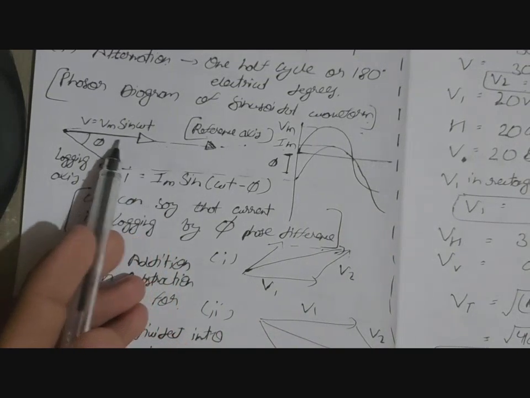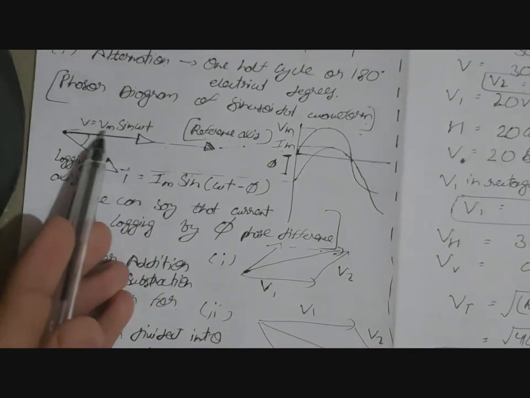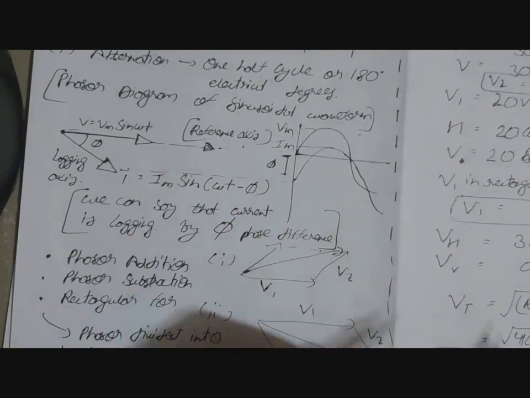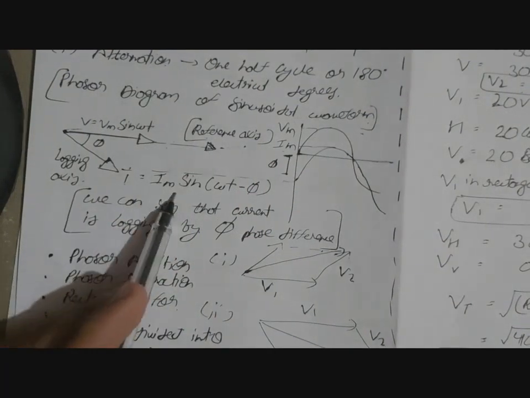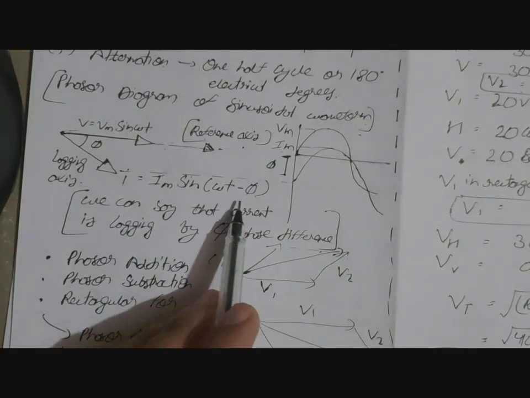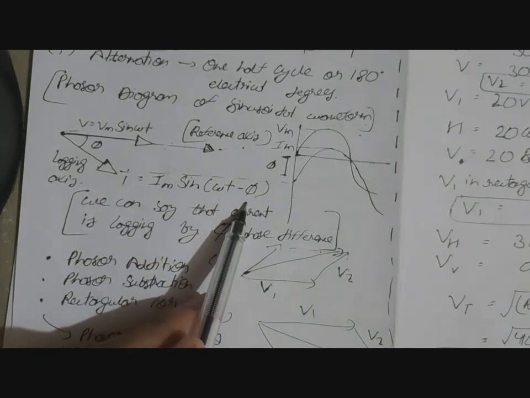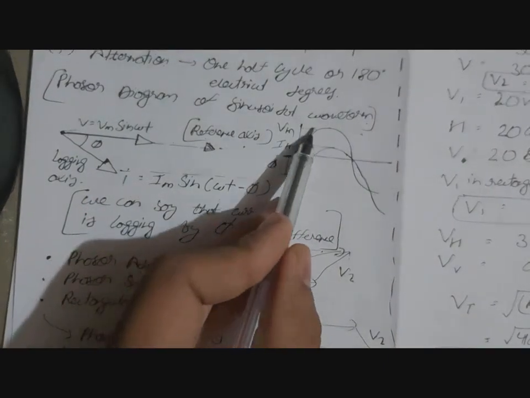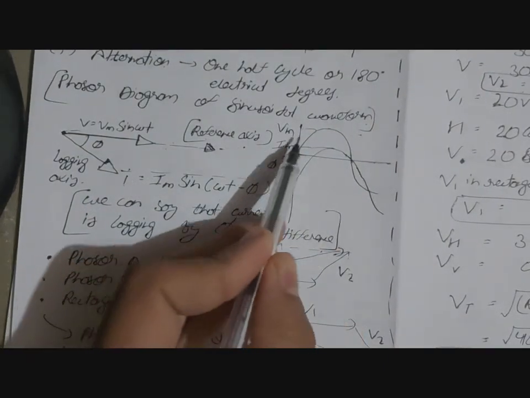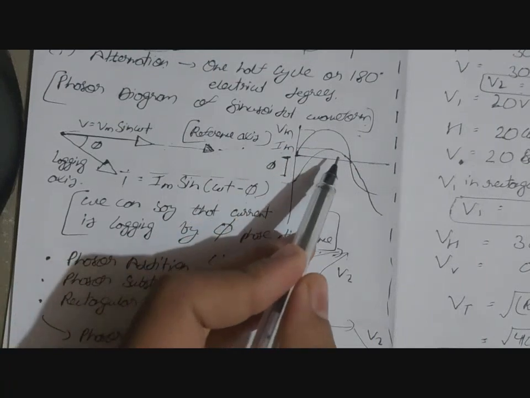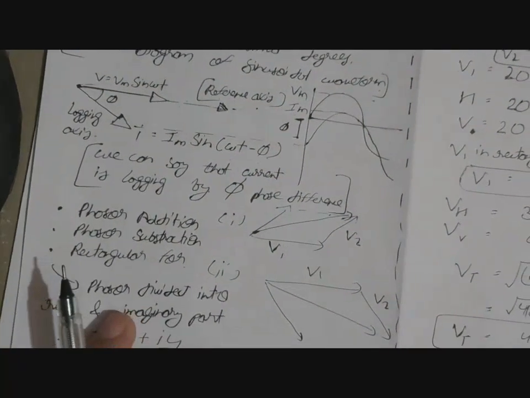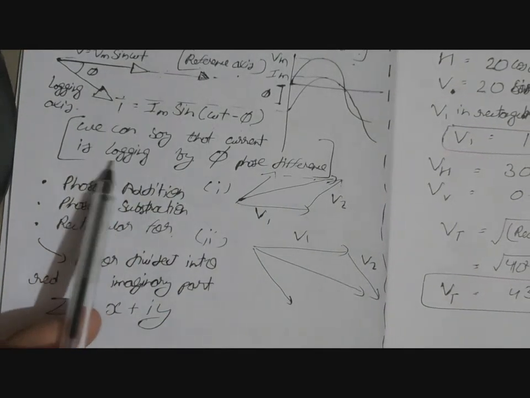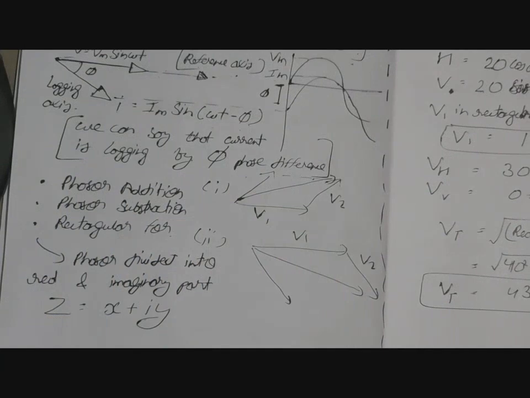We can observe that V is equal to Vm sin omega t. It starts from the reference line, therefore it starts from this point, and I is equal to Im sin (omega t minus phi), which is behind or lags by the phase difference phi, and starts from this point. They plot and make a waveform in their individual manner. So we can say that current is lagging by phi phase difference.